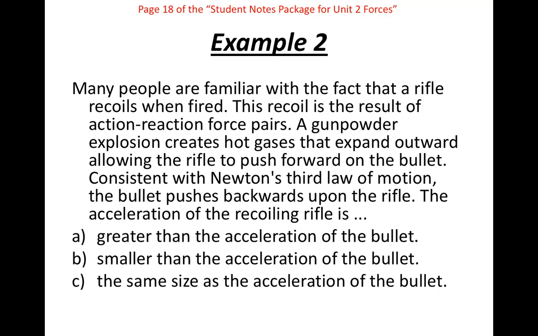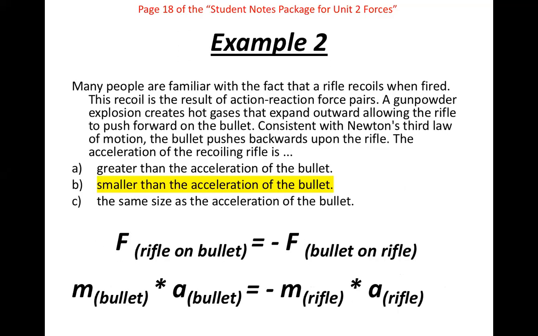So pause this video and make your best guess. If you guessed that the answer is that the acceleration of the rifle is smaller than the acceleration of the bullet, that's correct. If we take a look at the mathematical statement of Newton's third law, and then we substitute Newton's second law, F equals ma, if the force of the rifle on the bullet is the only force, then it is the net force, which is equal to ma. So mass of the bullet times acceleration of the bullet equals the mass of the rifle times the acceleration of the rifle.